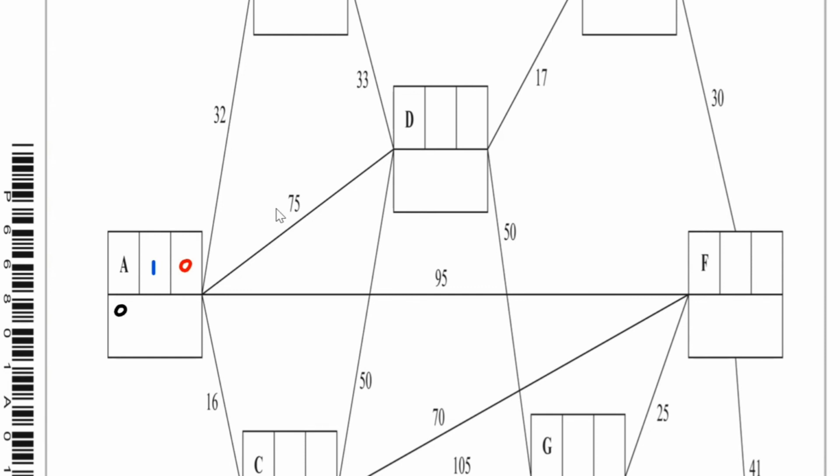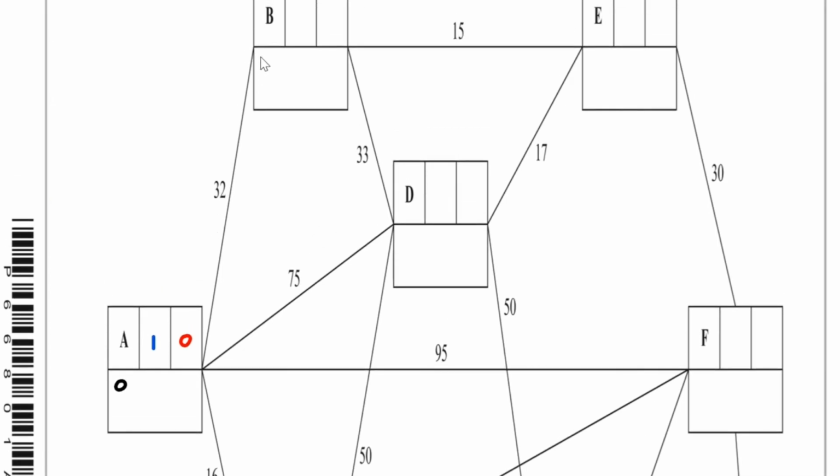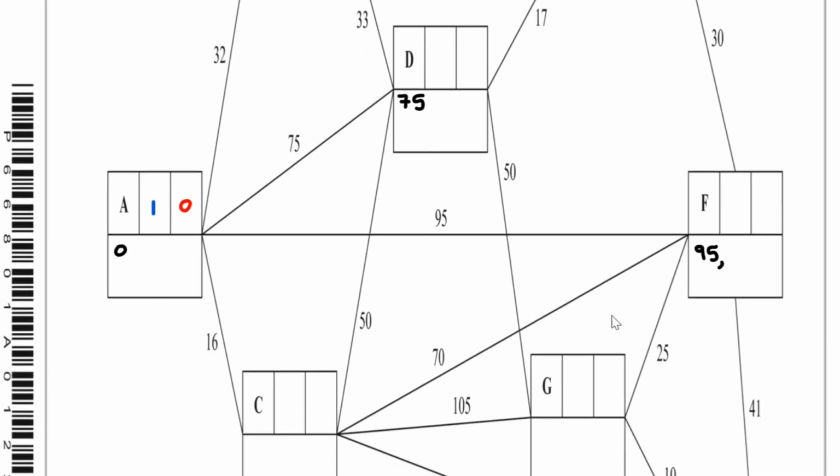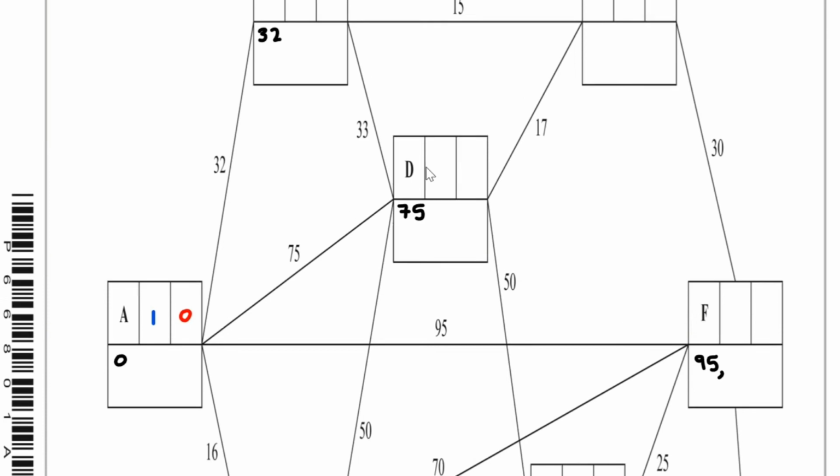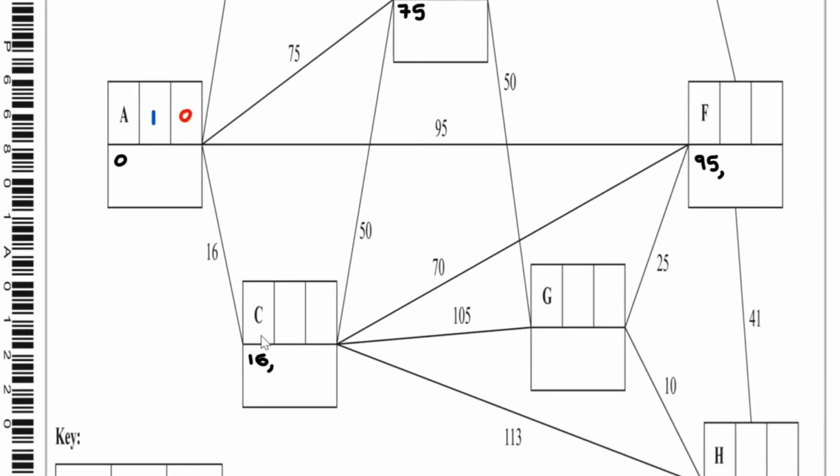Now, we've got 0 plus the 32, which is 32. Then we've got 0 plus the 75, which is 75. 0 plus the 95, which is 95. And then we've got 0 plus the 16, which is 16. So comparing the 16, the 95, the 75 and the 32, the 16 is the smallest, which means the final value will be 16, and the order of labelling for C will be 2.